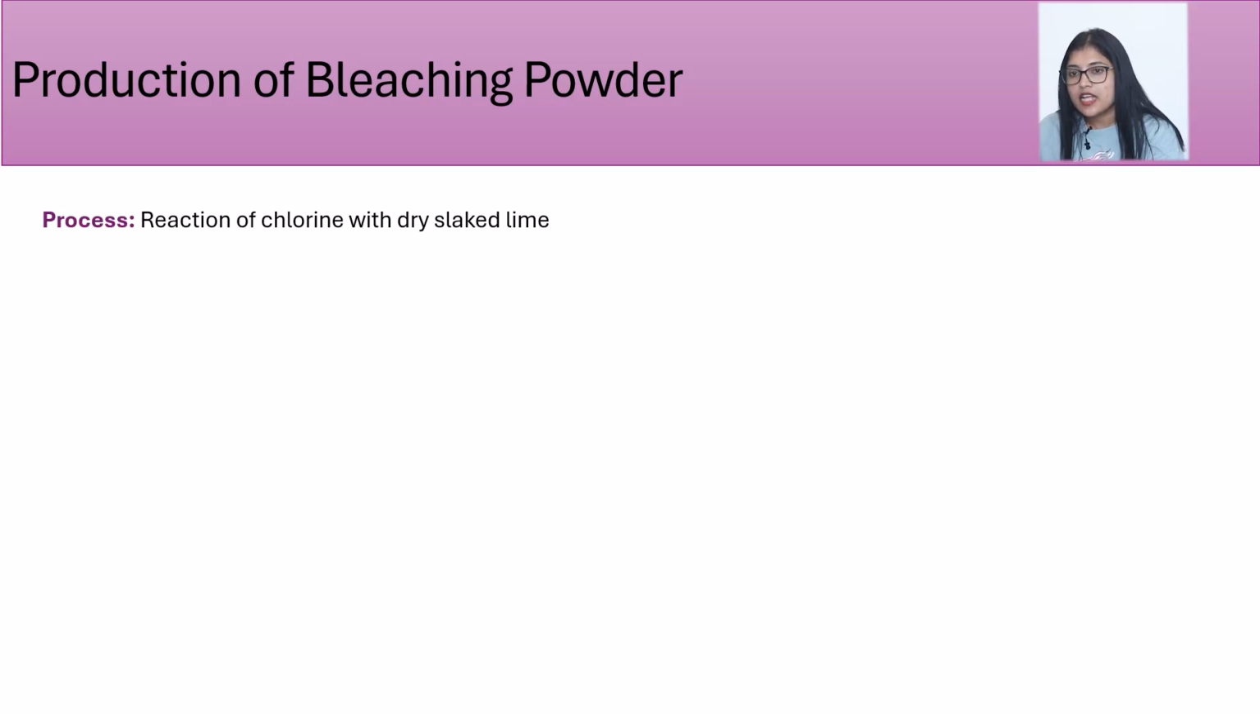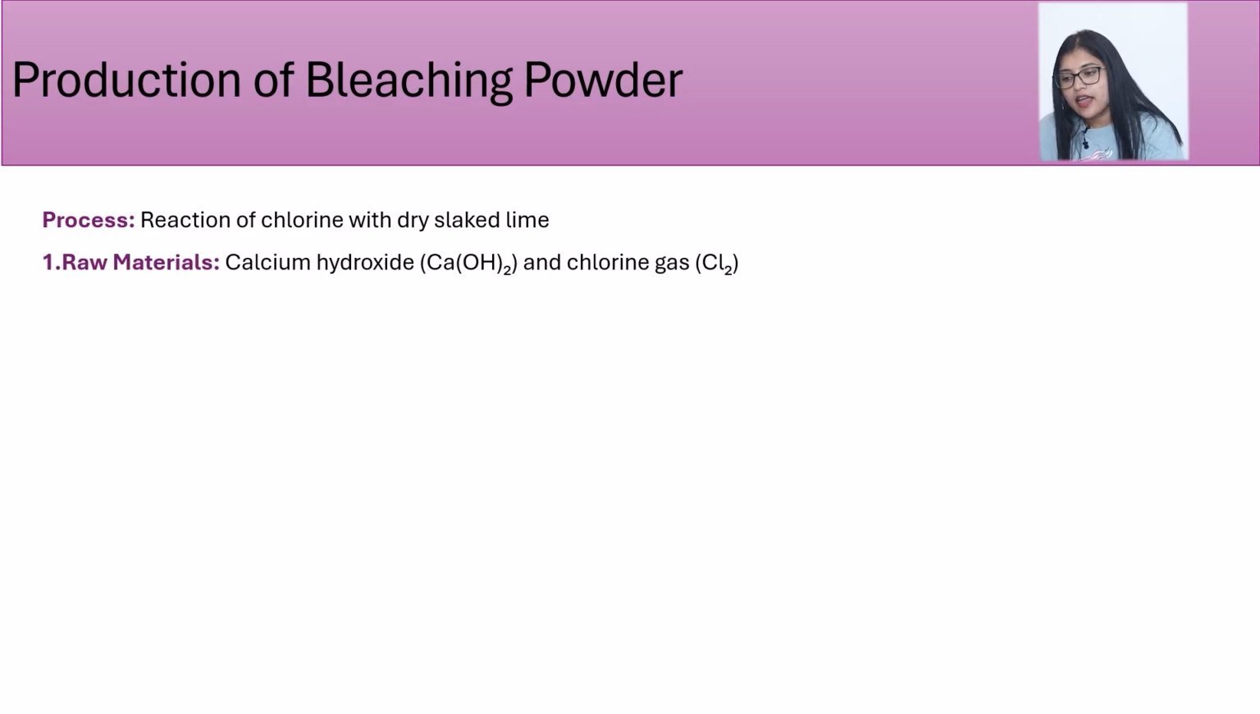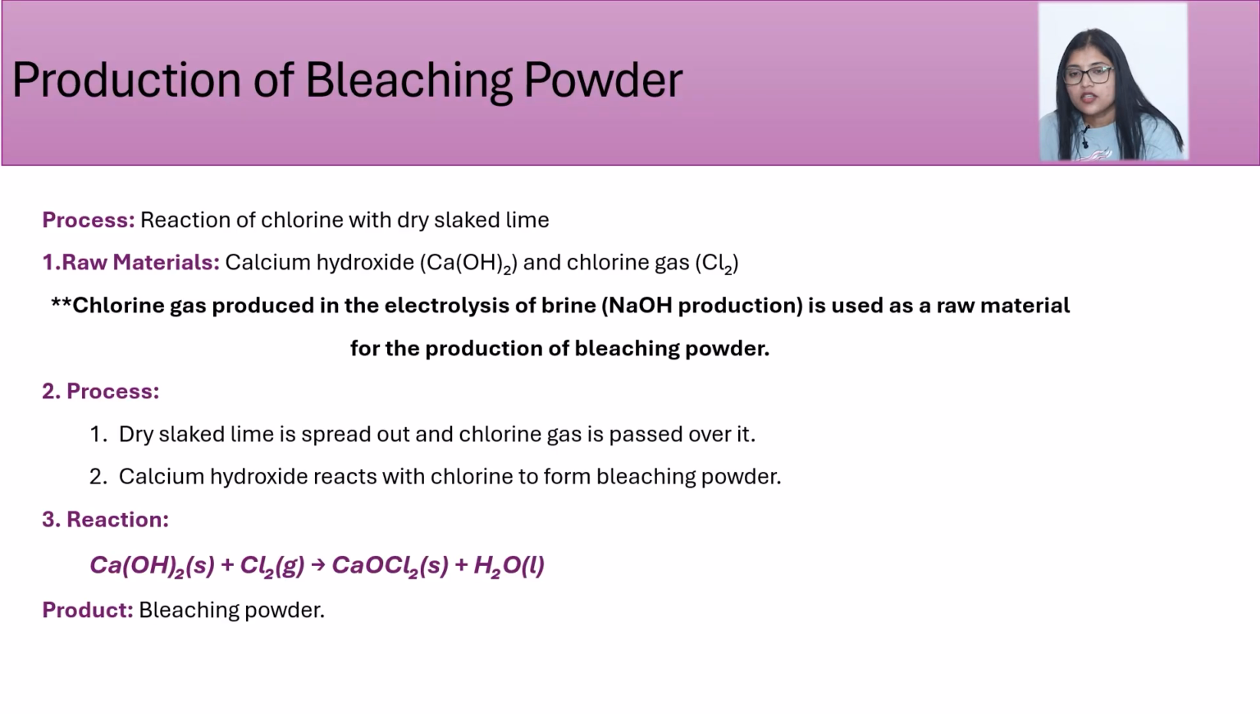Common salt can also be used to produce bleaching powder. Remember that the chlorine gas was produced in the chloralkali process. So that chlorine gas is used to react with dry slaked lime, or calcium hydroxide, in order to produce bleaching powder. The process starts with dry slaked lime being spread out and chlorine gas being passed over it. Calcium hydroxide reacts with chlorine to form bleaching powder.